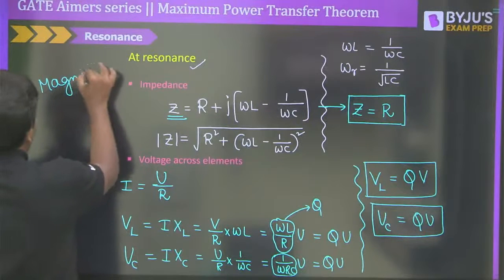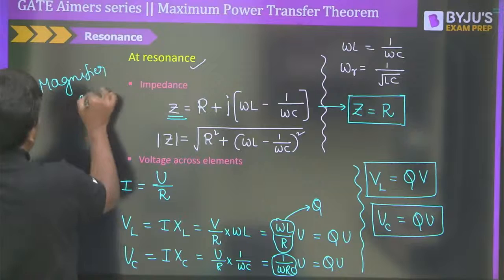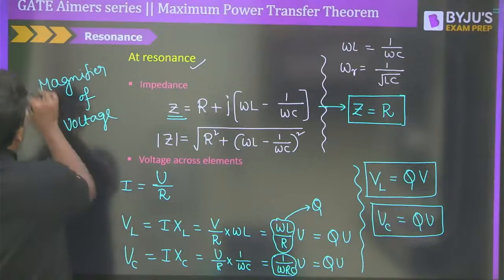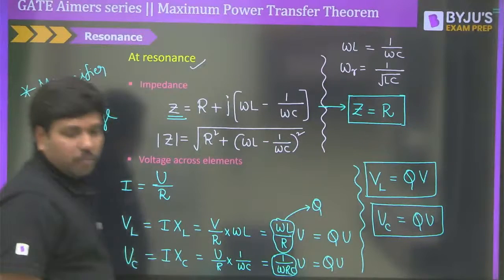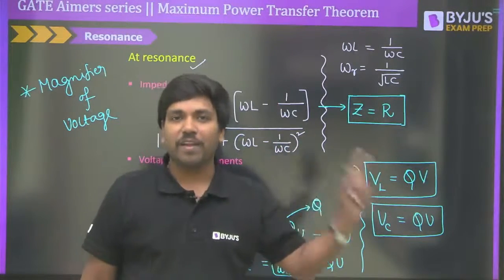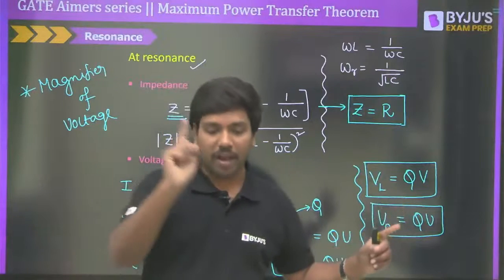Clear? Magnifier of voltage. So please remember this point. This is a very, very important point. All of you please tell me, does a series resonance circuit, a series RLC circuit, act like a magnifier or an attenuator?